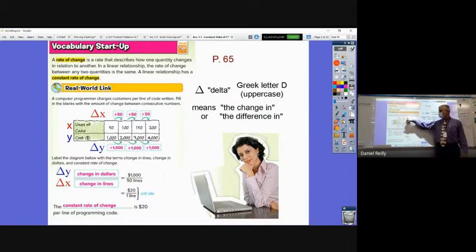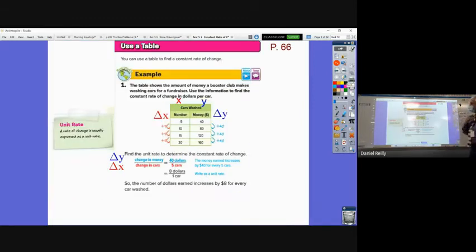Because this ratio is always the same, $1,000 for 50 lines of code, it is a constant rate of change. The change in Y divided by the change in X is always the same. So $20 per line. That's the constant rate of change. Okay? All right. So from a table, you should be able to find the constant rate of change.